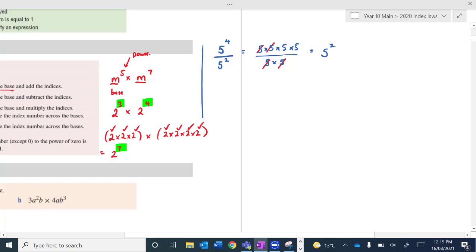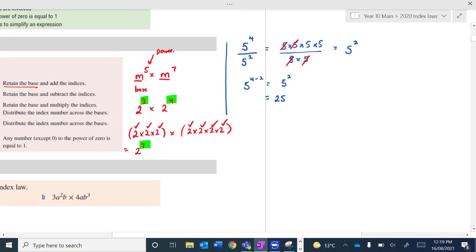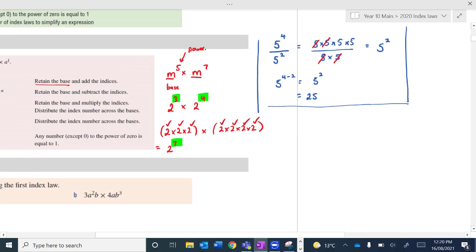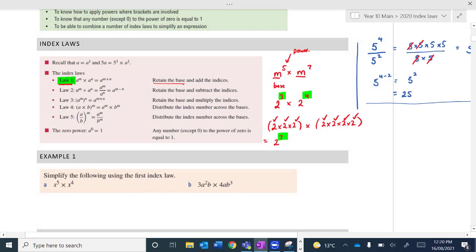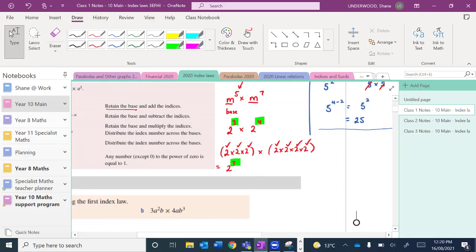What do we notice when dividing? Hopefully you can notice that I'm getting 5 to the power of 4, and I'm subtracting 2 away. 4 take away 2 is 2, and that's going to be 5 squared, which of course we can evaluate as 25. You can have m's and n's and so on, but it just seems a bit more intuitive when we're looking at a number as a base rather than a letter at the moment. So there you go, that is law 2, and then we've got some other laws.